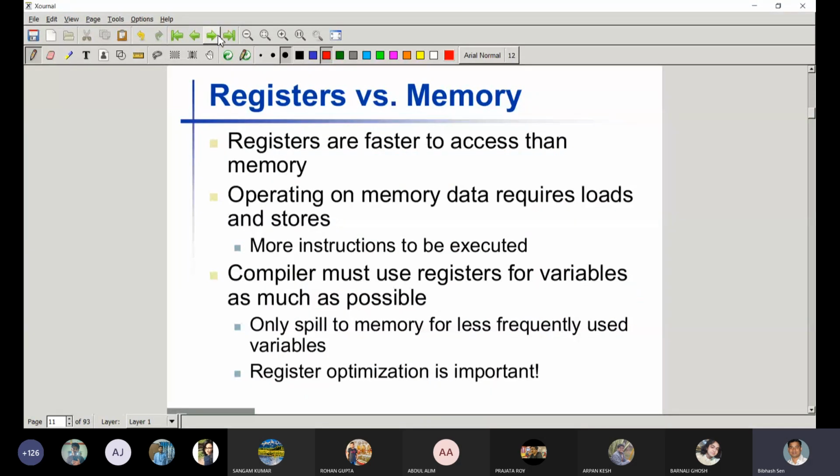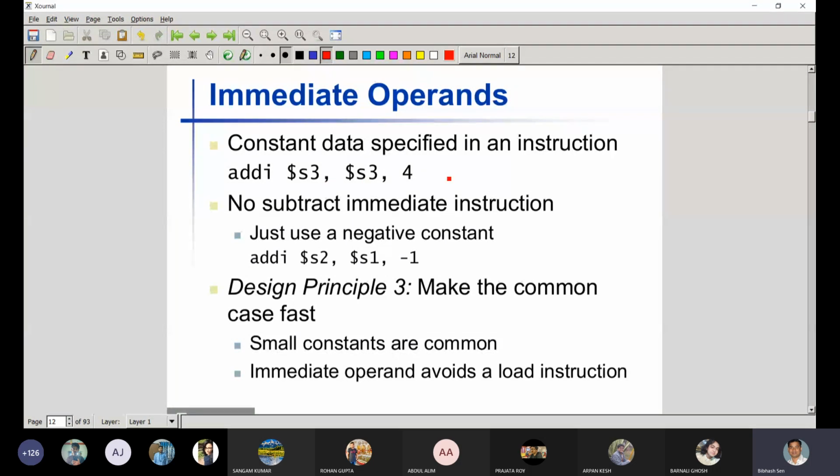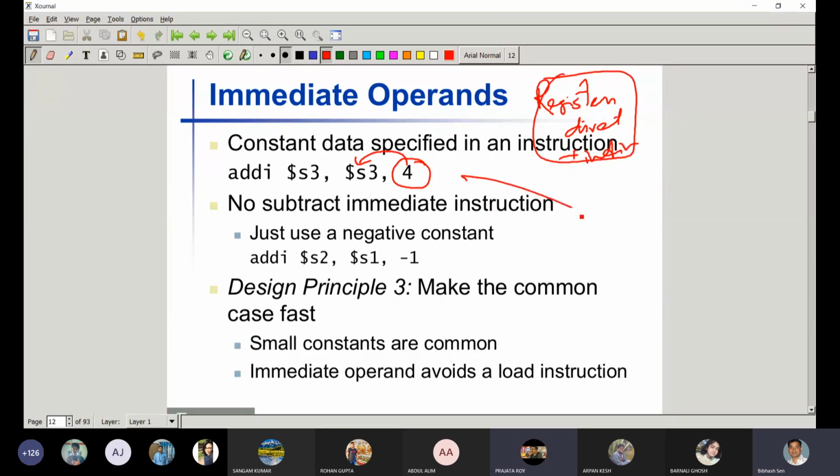Okay. Next is register versus memory. Registers are faster. I have already written this for reference, so you can study it because I mentioned everything. Now immediate operand: some value directly will be the operand. Earlier I used the register mode, both register direct and indirect. Now another mode I am using here is the immediate addressing mode. Is it clear?